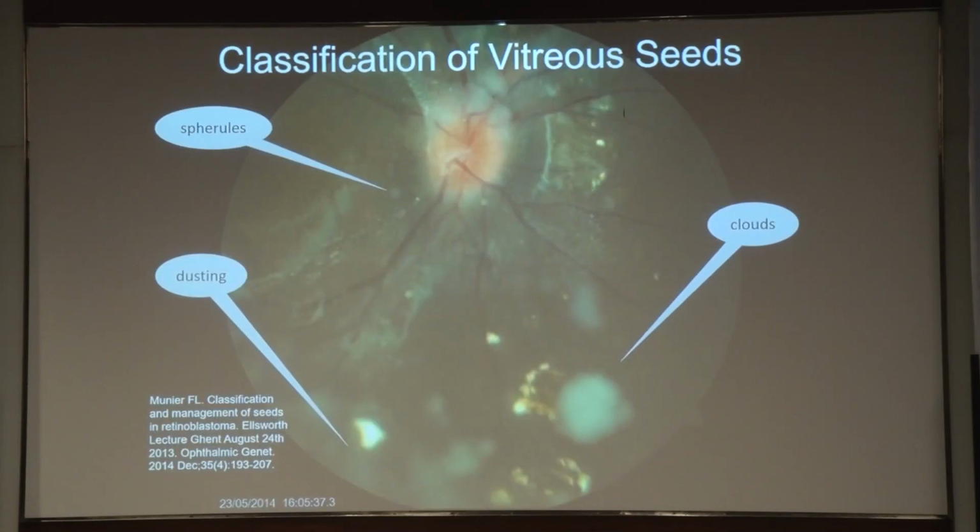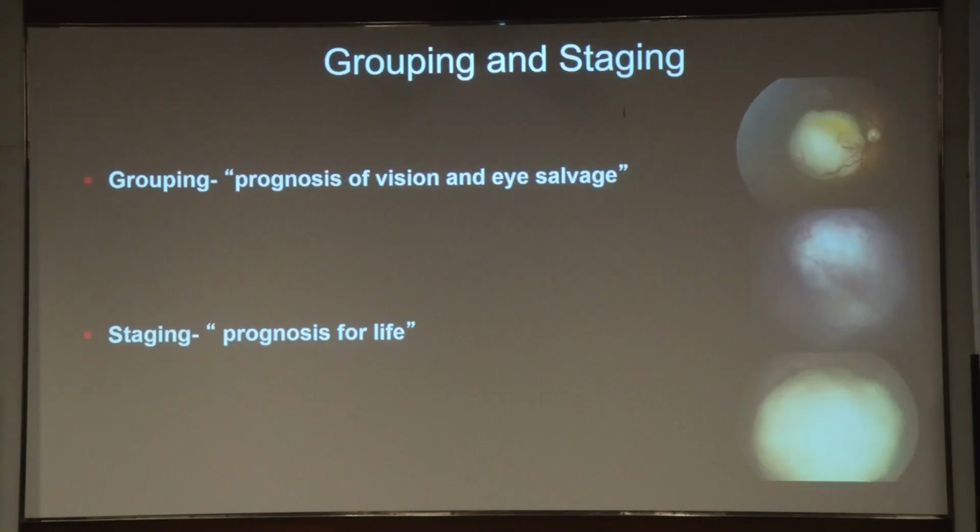We have been recently doing a lot of work on vitreous seeds in retinoblastoma, which has been very difficult to treat, and currently we have intravitreal chemotherapy that we have been extensively using in controlling these vitreous seeds. Subsequently we also started classifying the vitreous seeds in order to assess the outcome and prognosis. So we basically classify into spherules, as it clinically appears, dusting in the vitreous, and also clouds. This is the very basic classification of the vitreous seeds.